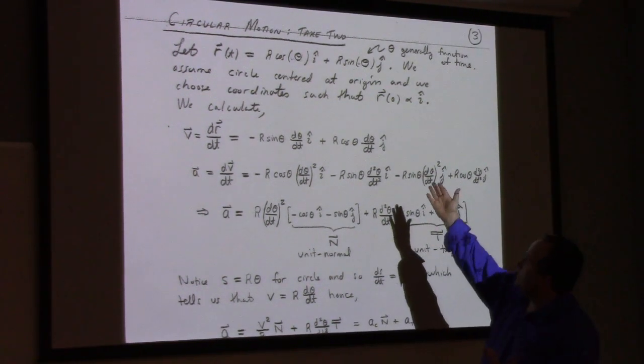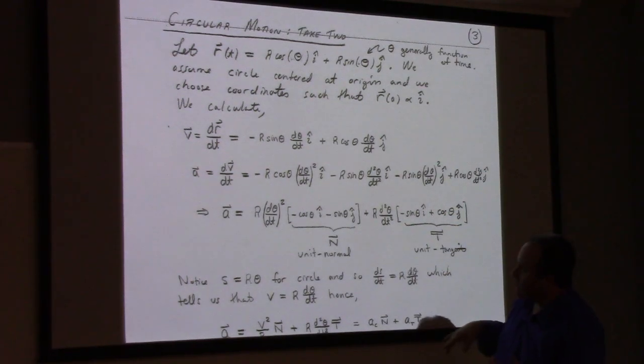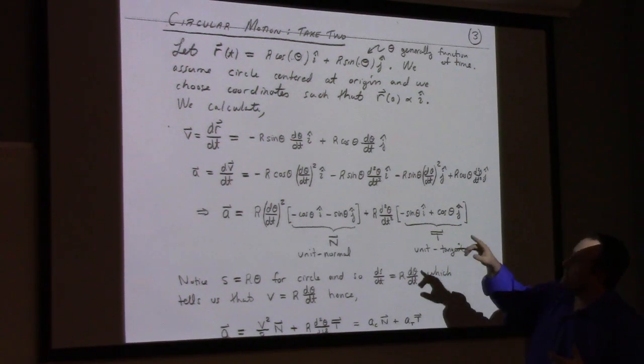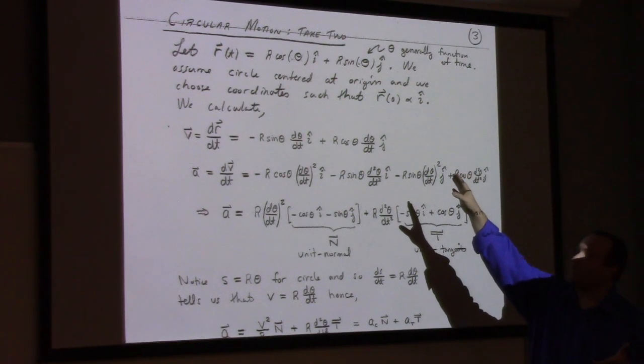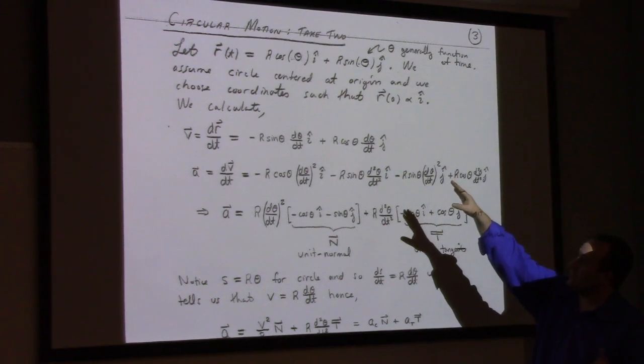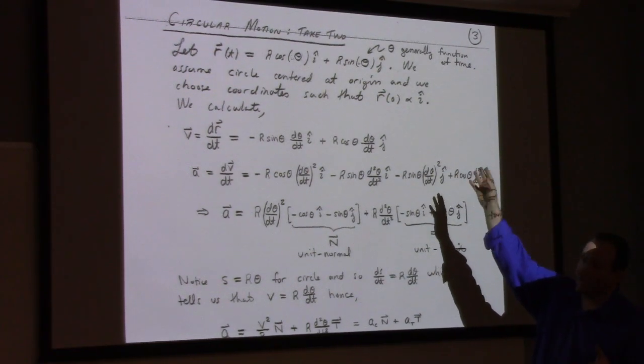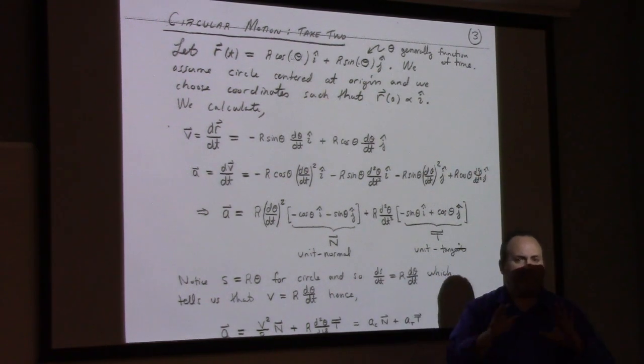Well, here, what I do is I derive the formula for acceleration. I'm assuming that something's going in a circle. So I choose coordinates which parameterize the circle as r cosine theta i hat plus r sine theta j hat. This is always possible.